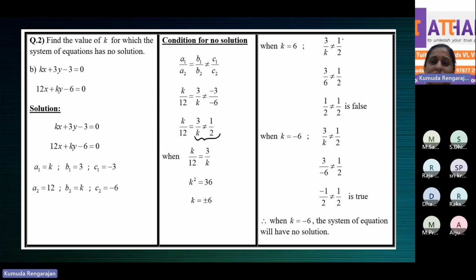3 by k is not equal to 1 by 2. This is the part, children, we are checking here. Let's take k as 6. So 3 by 6 is not equal to 1 by 2, that is, half is not equal to half. This is false. You must get true. Now when k is minus 6, take the second part here. 3 by minus 6 is not equal to 1 by 2. Minus 1 by 2 is not equal to 1 by 2. This is true.